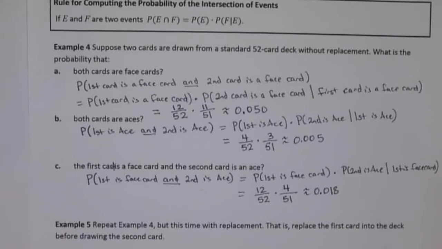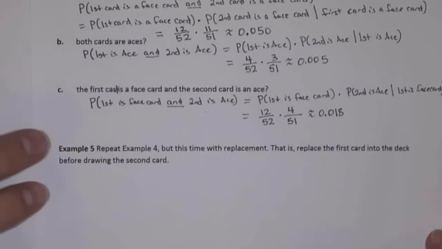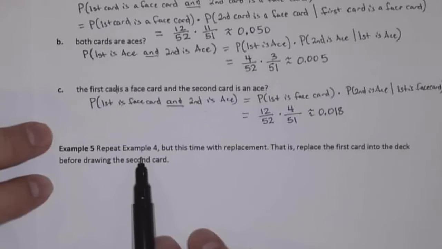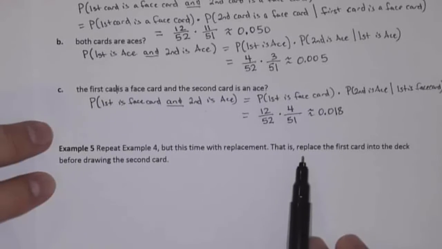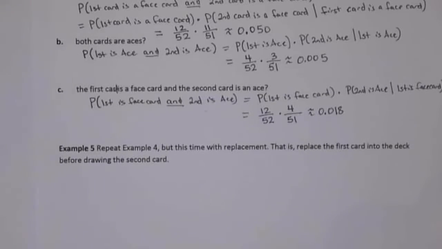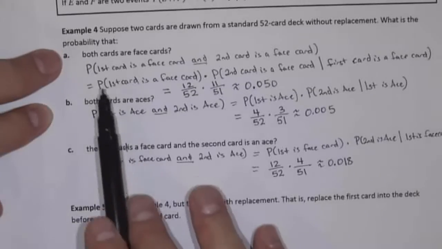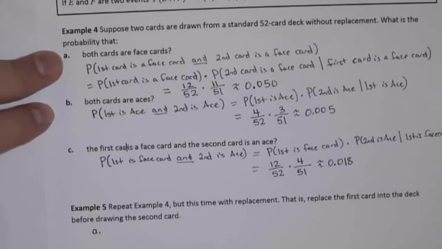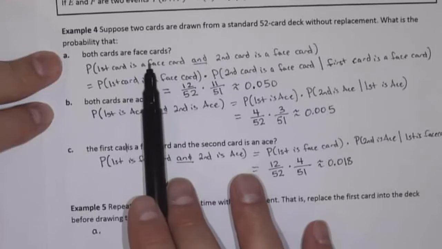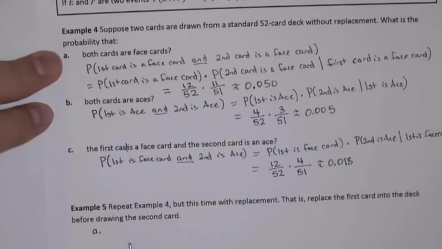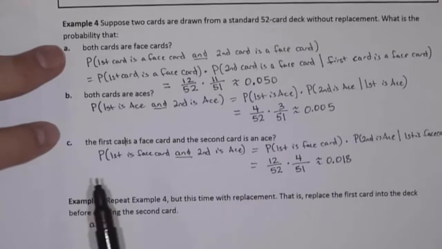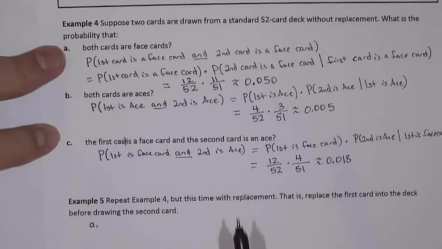Let's take a look at example 5, still on this video. Repeat example 4, but this time with replacement. That is, replace the first card into the deck before drawing the second card. So in question A, we want to know what is the probability that both cards will be face cards. But again, the difference is here we did it without replacement. In example 5, we want to do it with replacement. So we're going to draw a card, put the card back in the deck, and draw another card. So how does that change things?